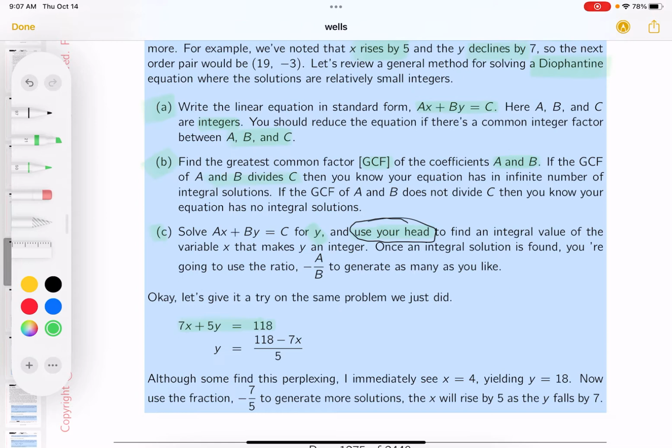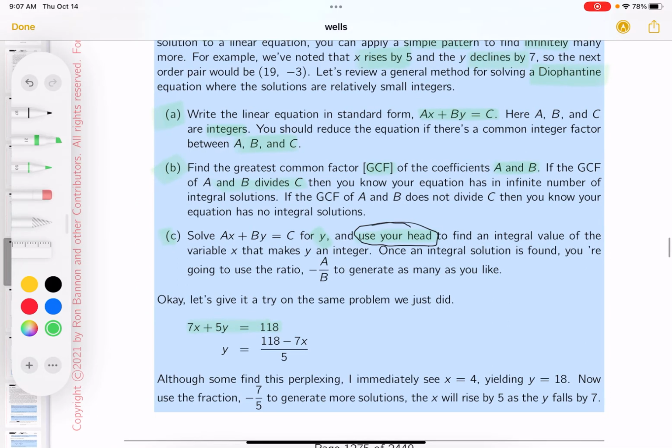All right, next up, find the greatest common factor of the coefficients A and B. Let me write this down for you. What's the greatest common factor between 7 and 5? Well, that would be 1. All right, so on step number 2, if the GCF of A and B divides C, you now know your equation has an infinite number of integer solutions. So now I know there's an infinite number of solutions that are integer pairs. I just don't know what they are yet.